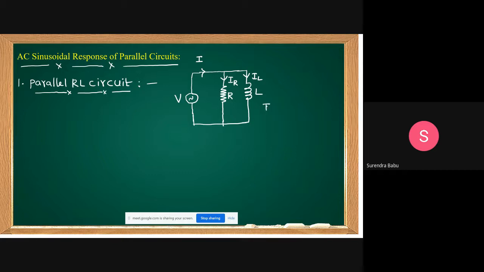Can anybody tell me what IR is equal to? V by R, sir. What is IL equal to? Yes, friends. V by jXL, that is V by XL at an angle of minus 90 degrees. This V is at an angle of 0. Voltage and IR are in phase. IL lags V by an angle of 90 degrees.